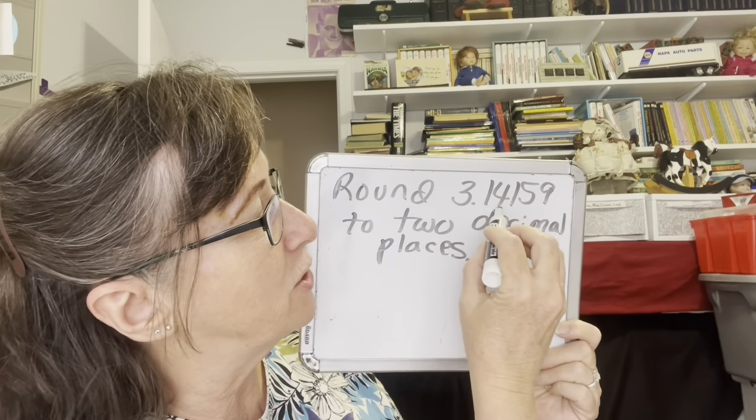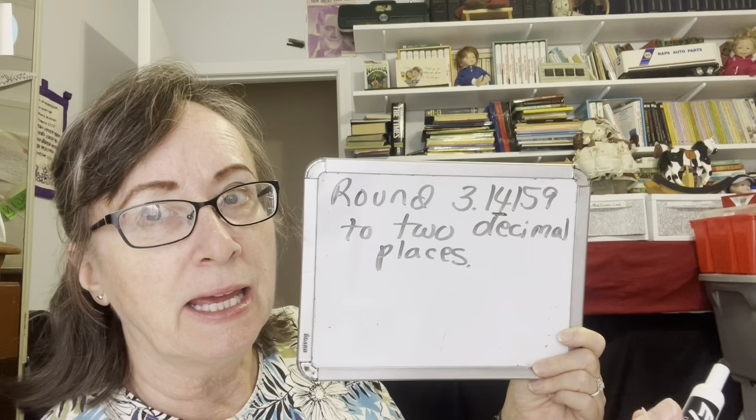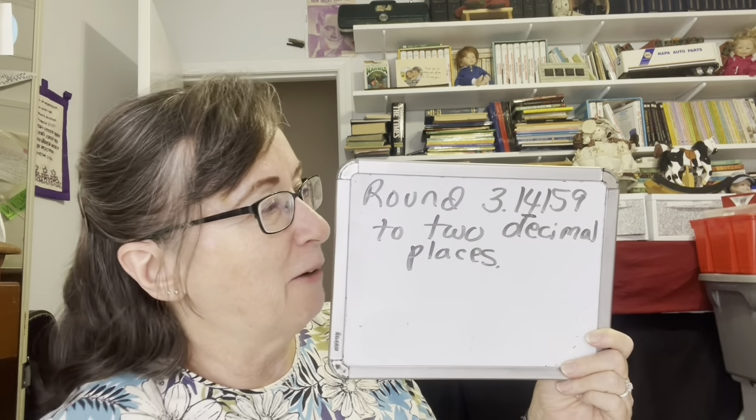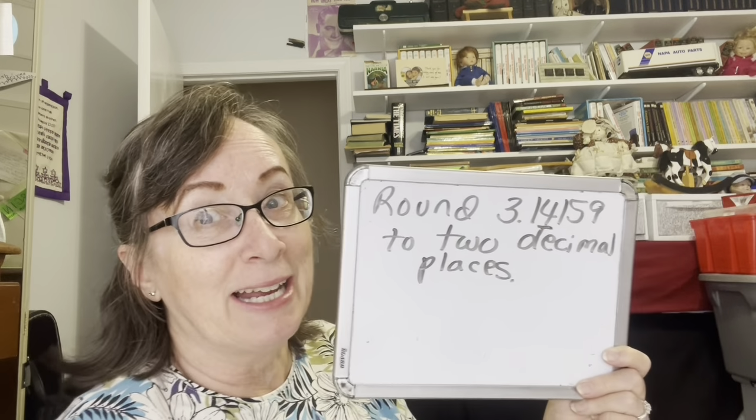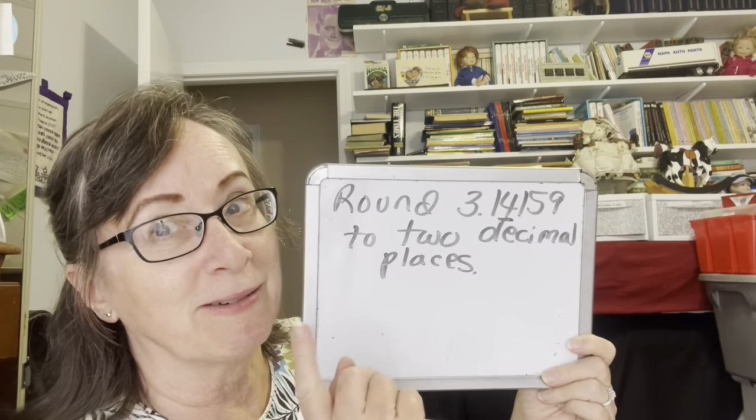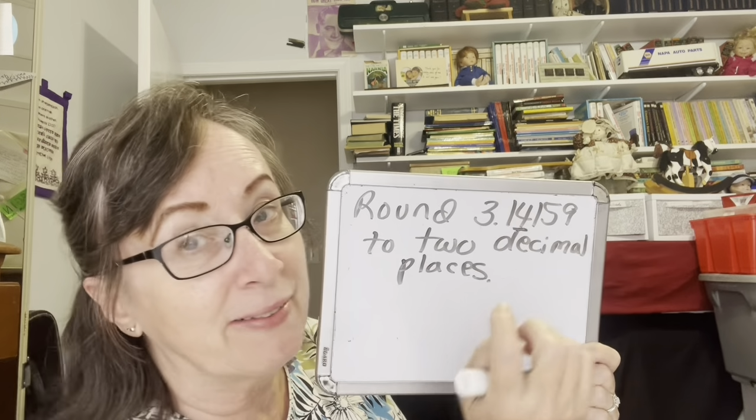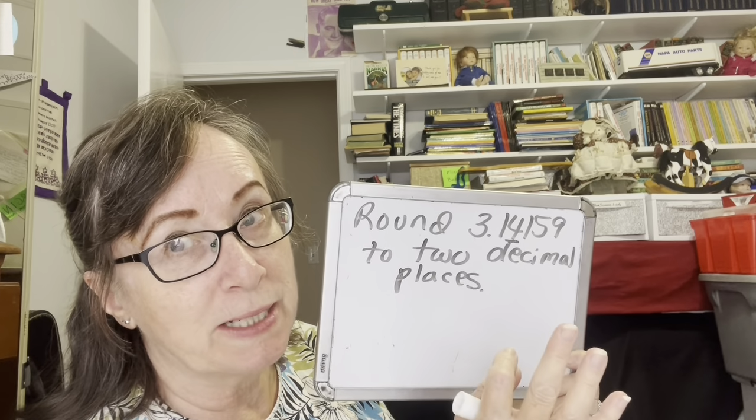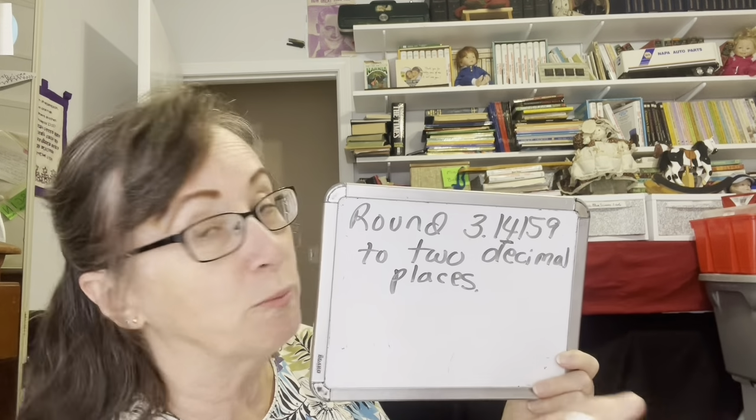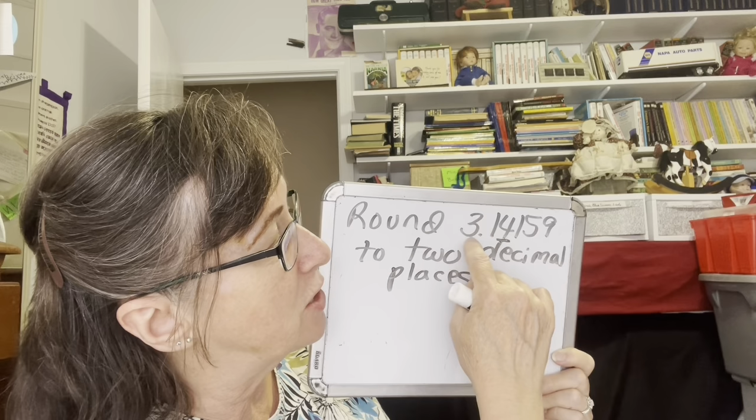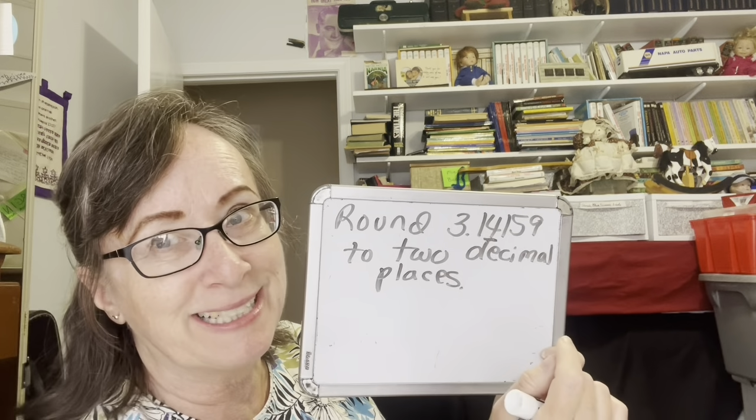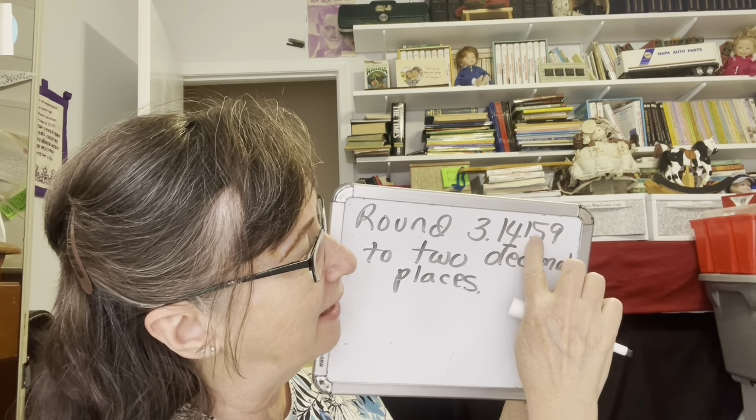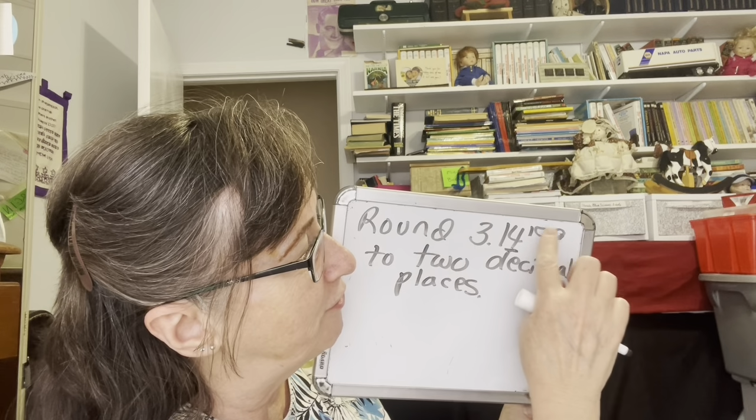So here is 2 decimal places. When I'm instructing, I will tell you to put a little line under the number that you're rounding it to, and then always look at the next one. It's a 1. 1 is below 5. We're going to round down, which means 3.14 is going to stay, and those are just going to fall off.